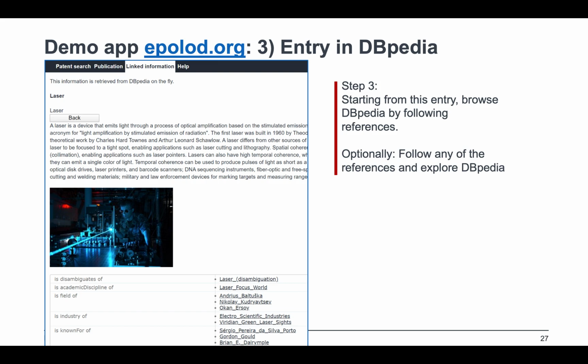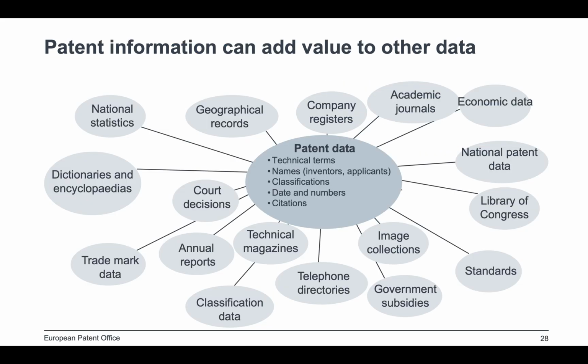Patent data can be combined with lots of data which are already out there. Just to give you an idea, court decisions, I mentioned ECLI, the European Case Law Identifier. You can combine it with dictionaries, we did it, geographical records, company registers, referencing scientific papers, whatever. That's just a brainstorming chart, and whatever you fancy, it might work.